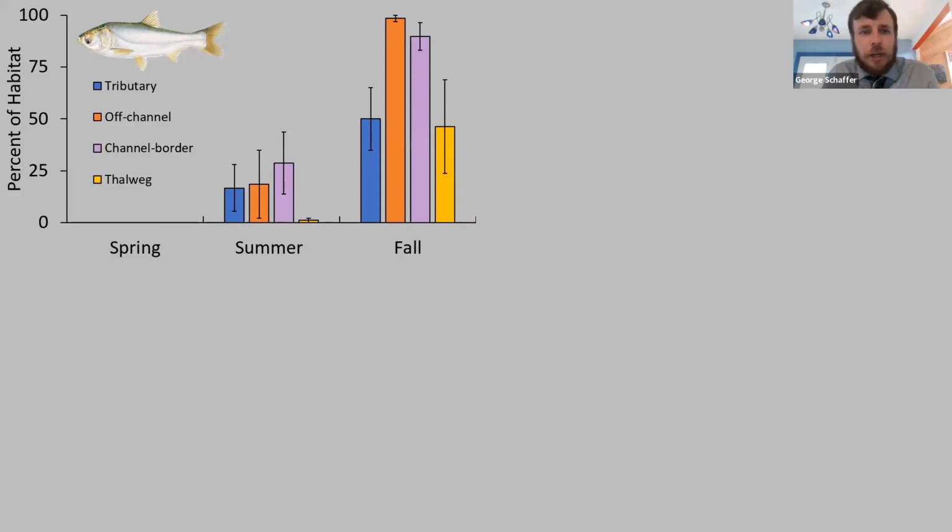So for adult silver carp, what we saw was that the best quality habitats were off-channel and channel border habitats, and the worst quality habitats were thalweg habitats. This seems to be consistent with other invasion areas, where on the Illinois and Mississippi Rivers, off-channel and channel border habitats are generally associated with silver carp, and the thalweg generally is where silver carp are not as present. So this might suggest that there are some similarities occurring between the different invasion systems.